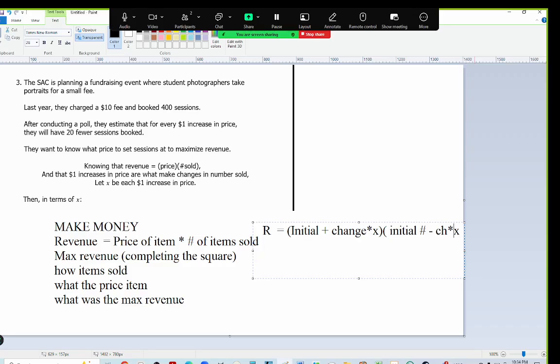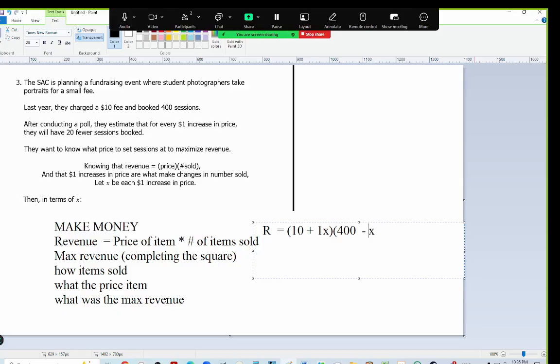So in this case, the initial price was, what's the initial price? $10. Right. So we put that in here. The change they tell us is $1. So each dollar it goes up, and be careful, some of them the dollars will go down. In this case, it's going up. The initial number of items was 400 minus what's the change each time the dollar goes up?